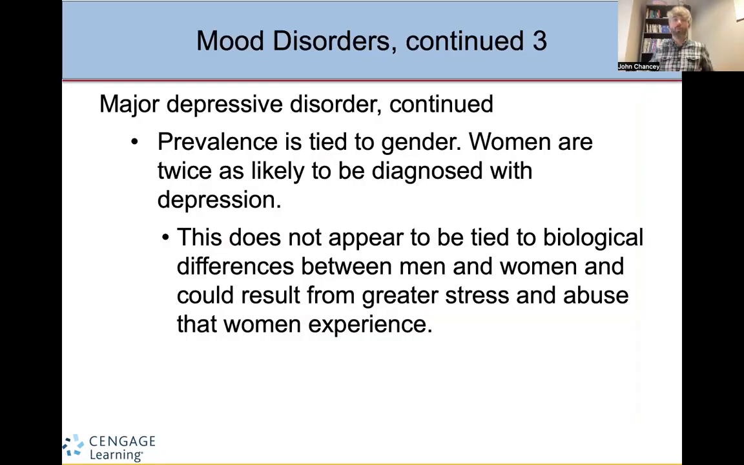So, going back to major depression, there is some prevalence tied to gender. We see women are 2 times as likely to be diagnosed than men are, but it's not necessarily biological. We don't really know. We don't think there's a biological component meaning men are biologically superior to women in this regard or anything like that. It probably has more to do with the circumstances that women endure, more stress, more abuse than men typically do.